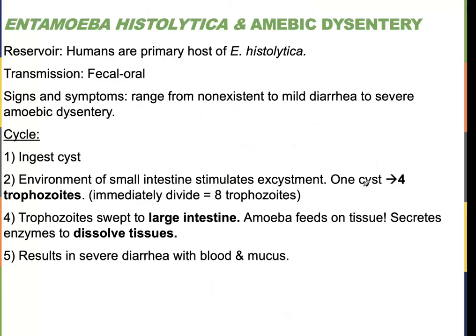Okay, so this is our Entamoeba histolytica. This guy causes amoebic dysentery. Here's that word dysentery. So we know we're going to get damage to the tissue lining and we're going to get bleeding. Humans are the primary host, fecal oral transmission, and again, mild to severe.